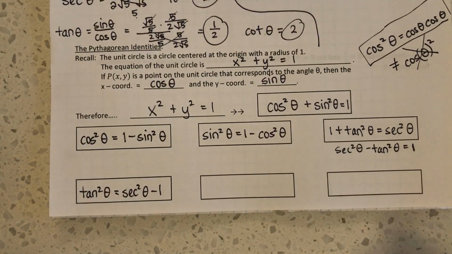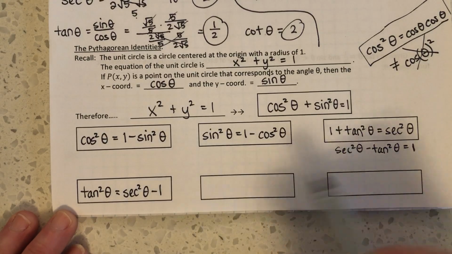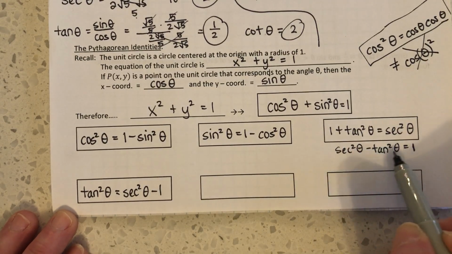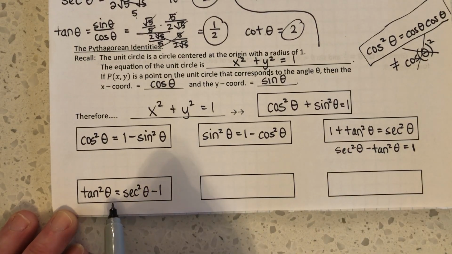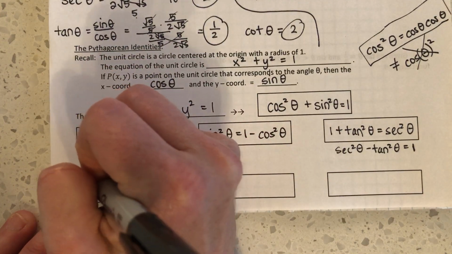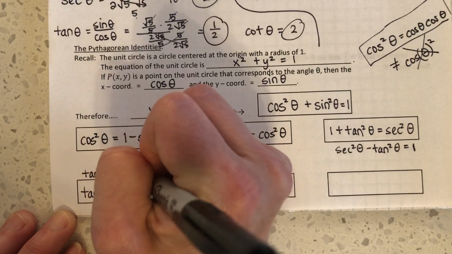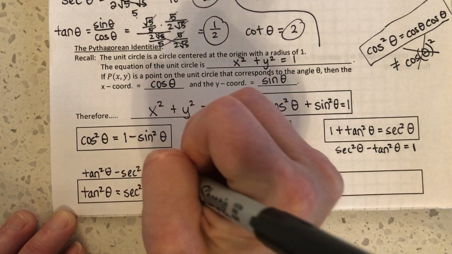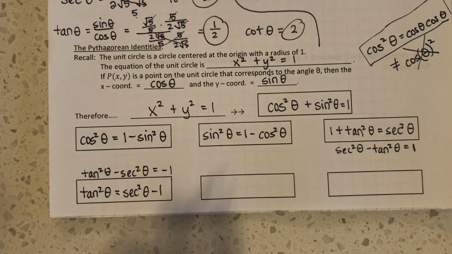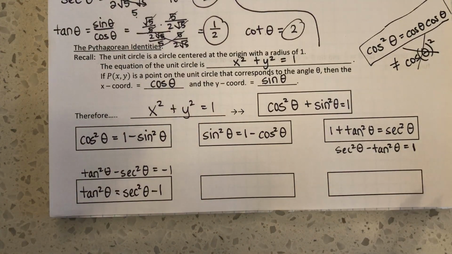All right, well, look here. This one is secant squared theta minus tangent squared theta. What if I subtracted it over? Then you come up with tangent squared theta minus secant squared theta equals -1 left on the other side. So there's lots of different little manipulations that could be made, okay?